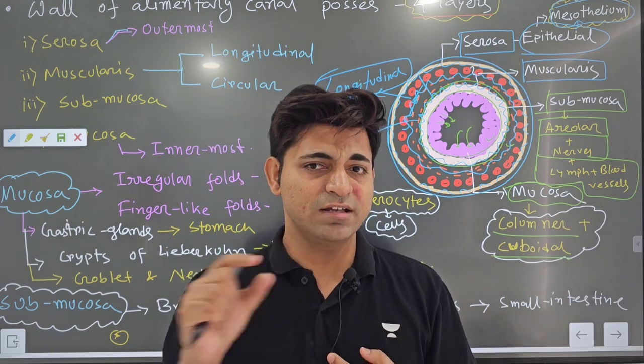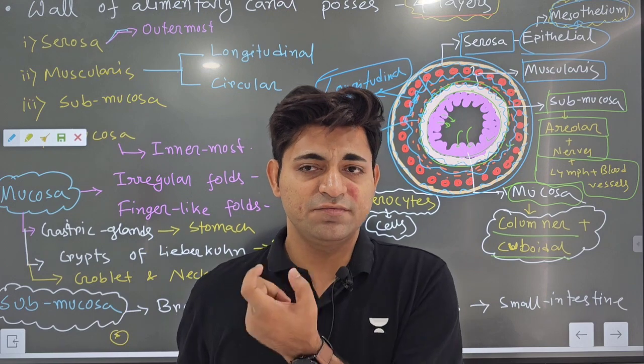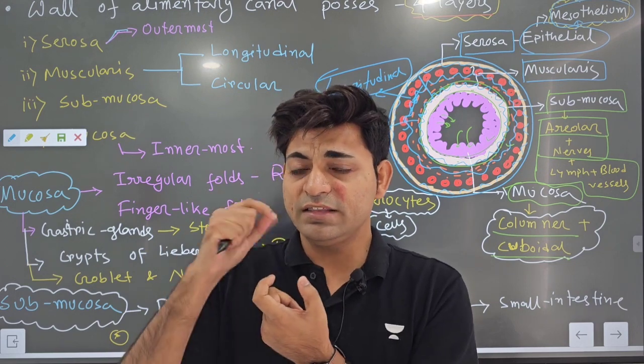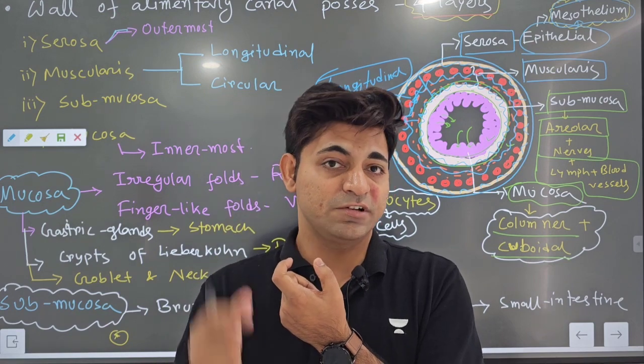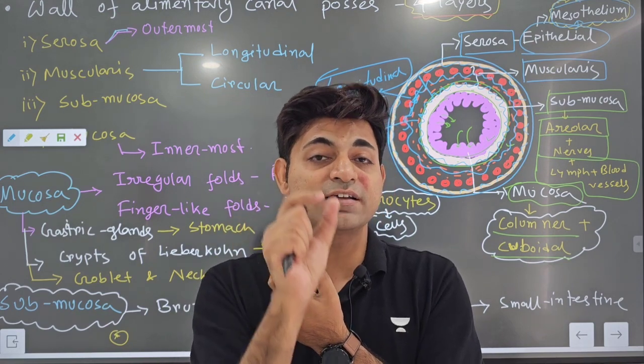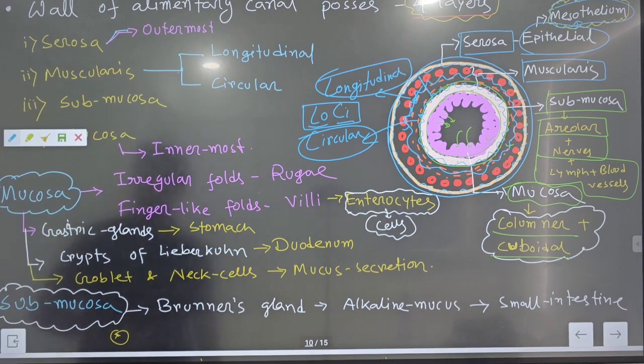So if you are forgetting the names, if the plexus name starts with M, that must not be present in the muscularis layer, because muscularis layer or back starts with A. Already we have discussed this thing.